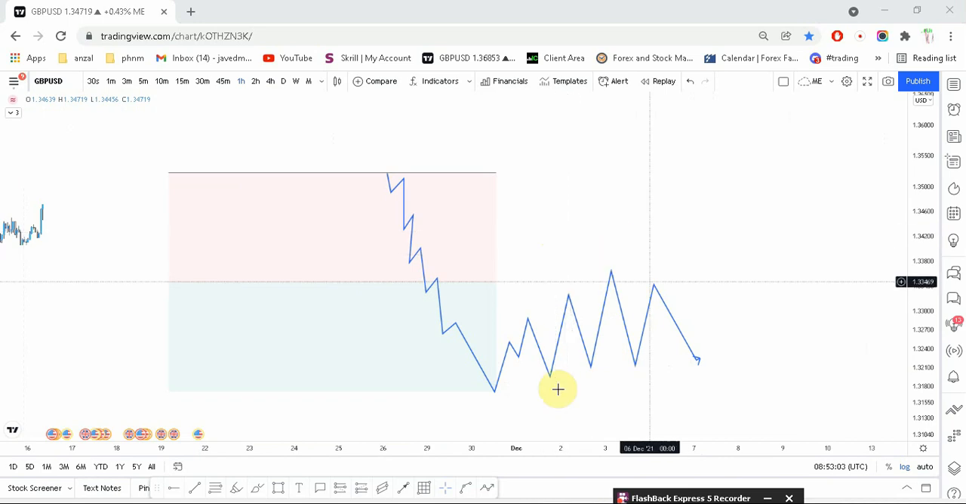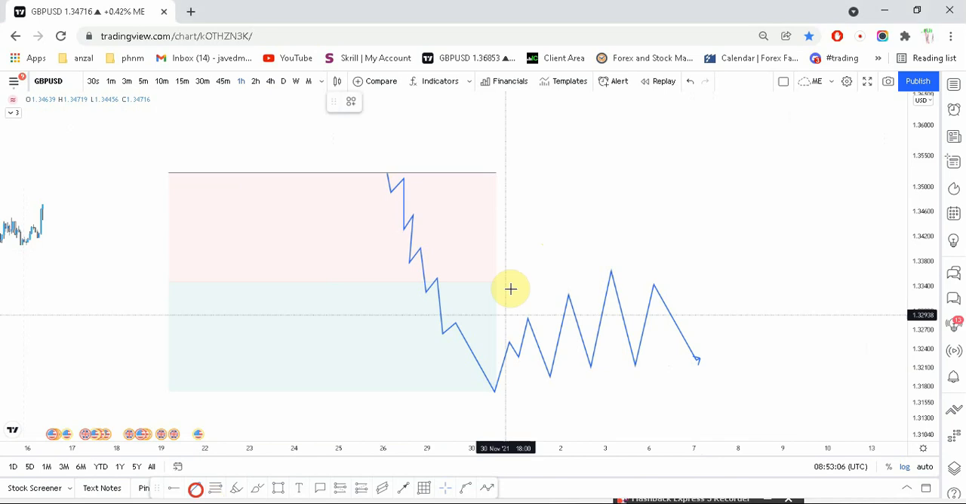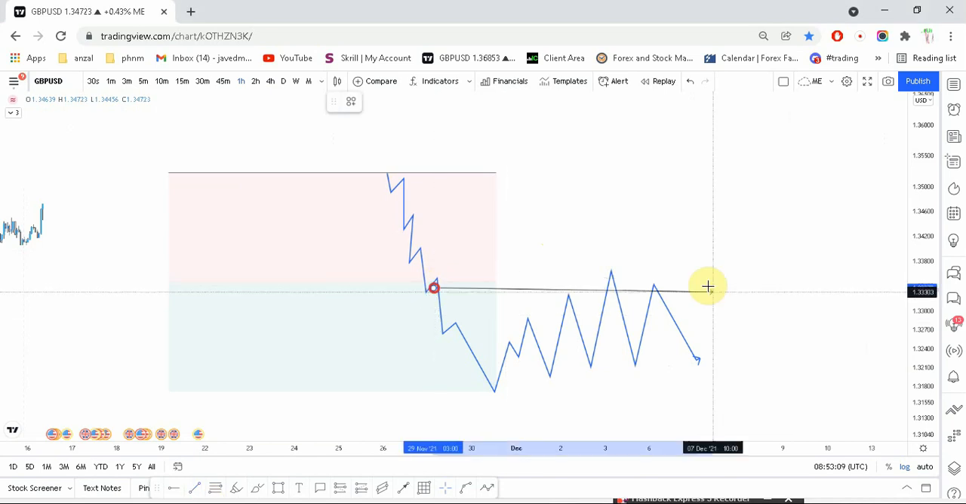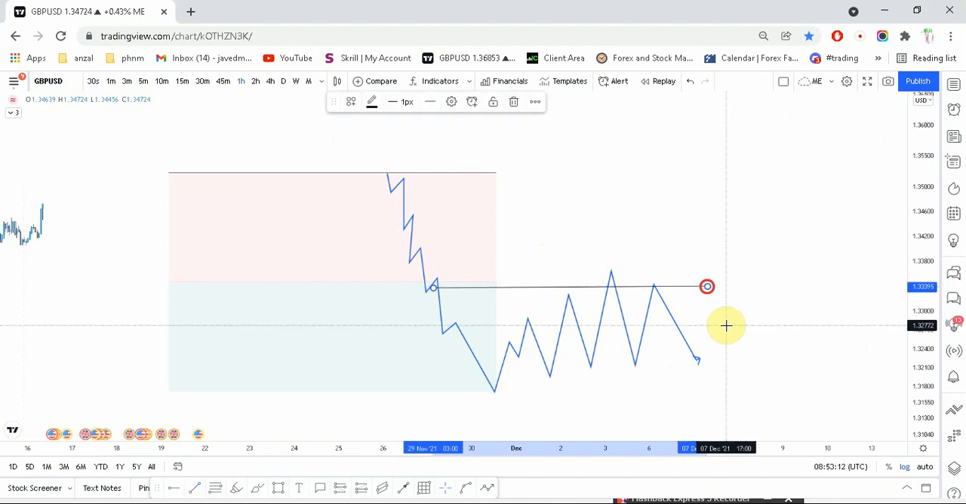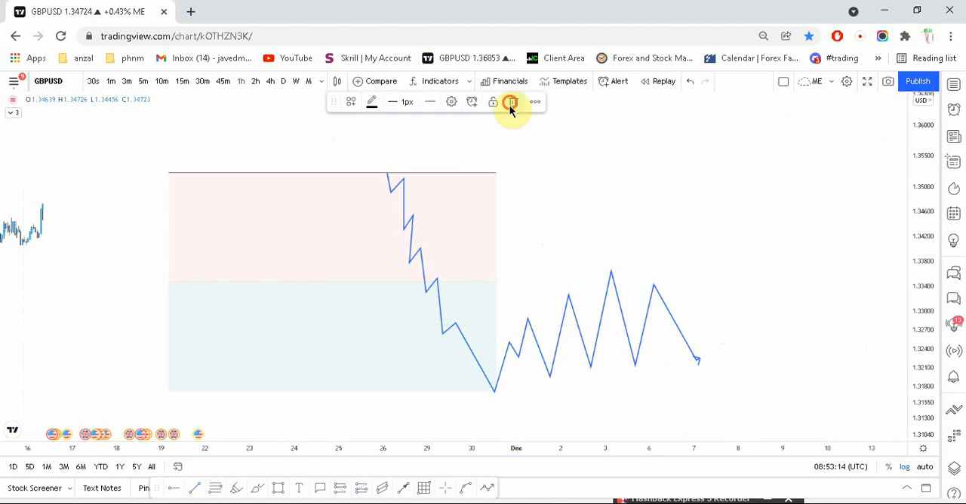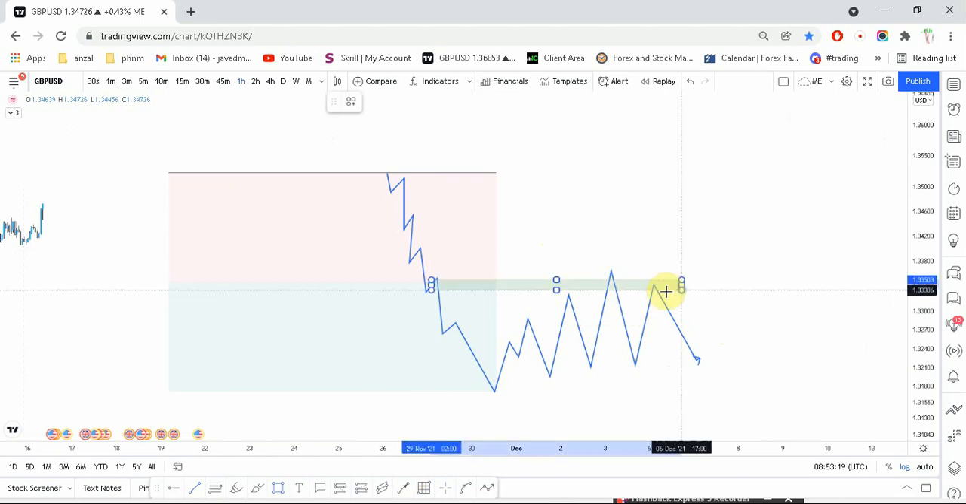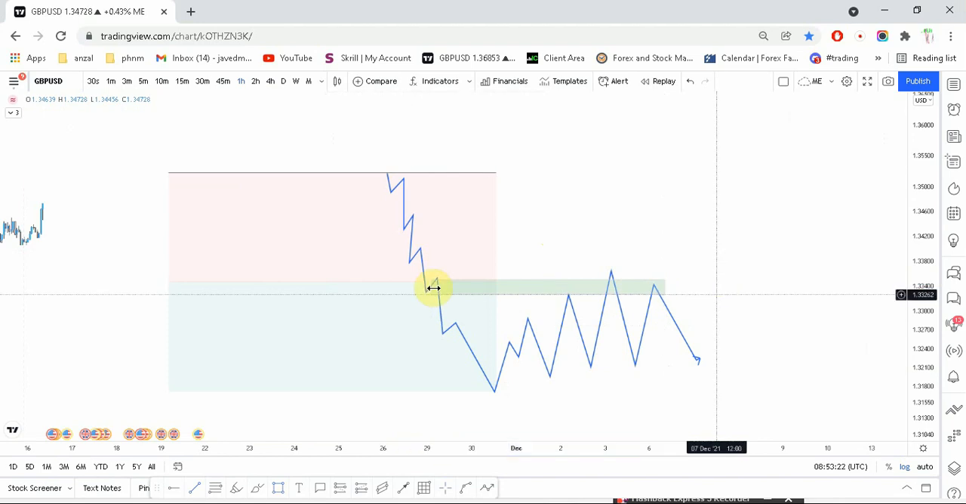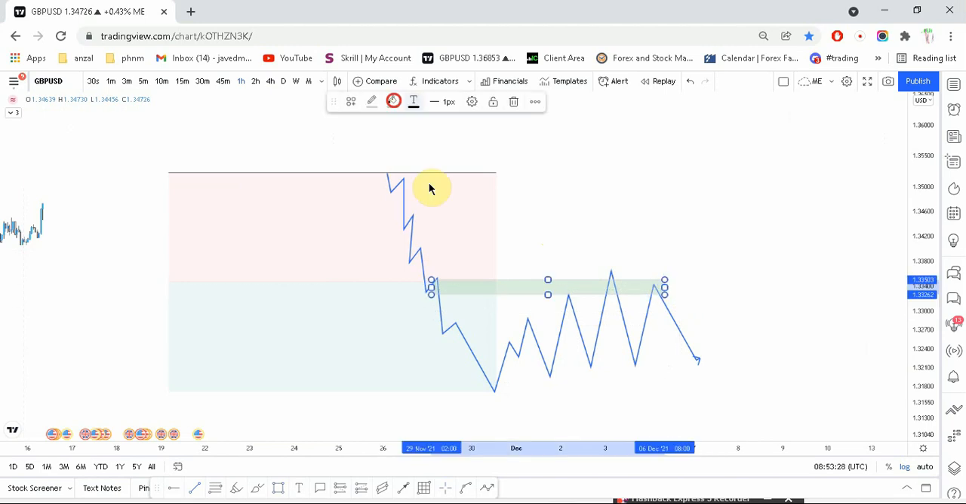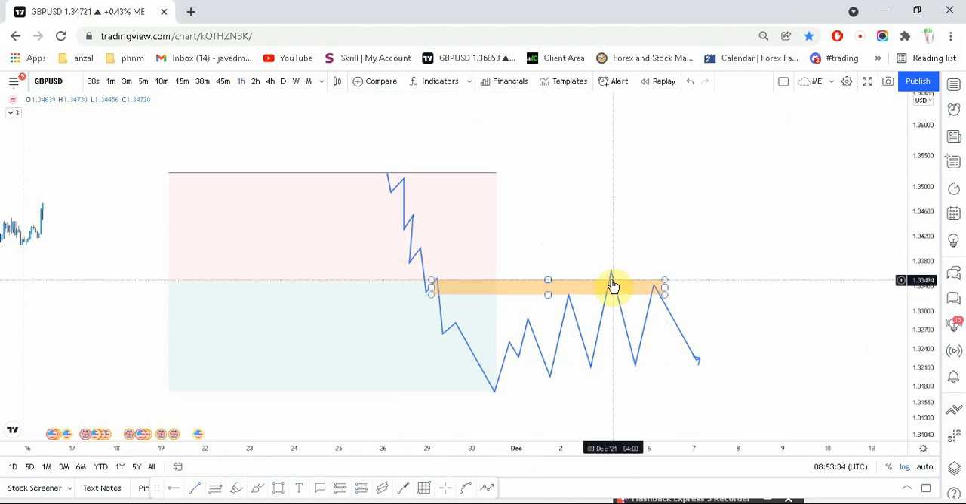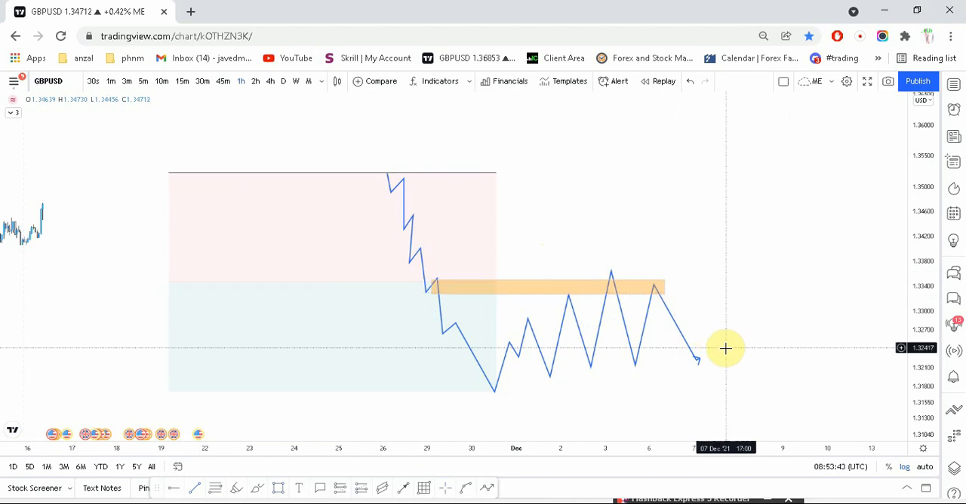When this kind of thing happens, first support and resistance traders sit here, because here is a touch, here is a touch, here is a touch, looking for a sell. And here is the smart money trader thing: the market breaks, takes liquidity, and breaks structure to the downside. This is a good point of interest.